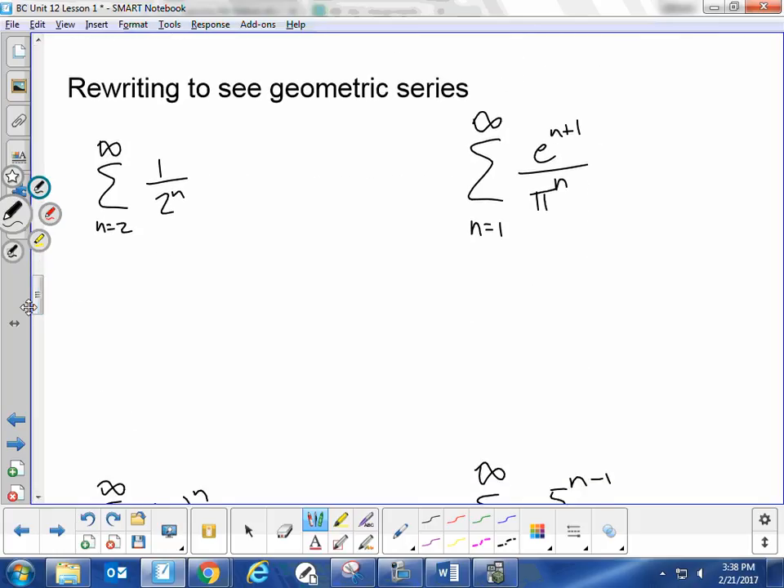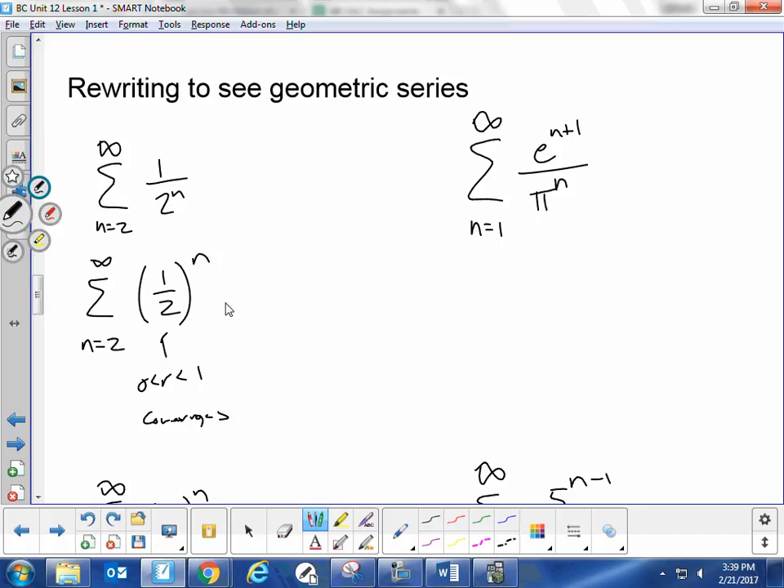Some other series that we can look at, we might not see as being in this form of a times r to the n, but we can rewrite it so that it is in that form. Example of this, the sum n starting from 2 to infinity of 1 over 2 to the n. I can rewrite this as 1 over 2 to the n. It's not going to change what I have. 1 to the n will always be 1. So all of a sudden, it's rewritten in the form of a geometric series. So r is between 0 and 1, so I know it converges.